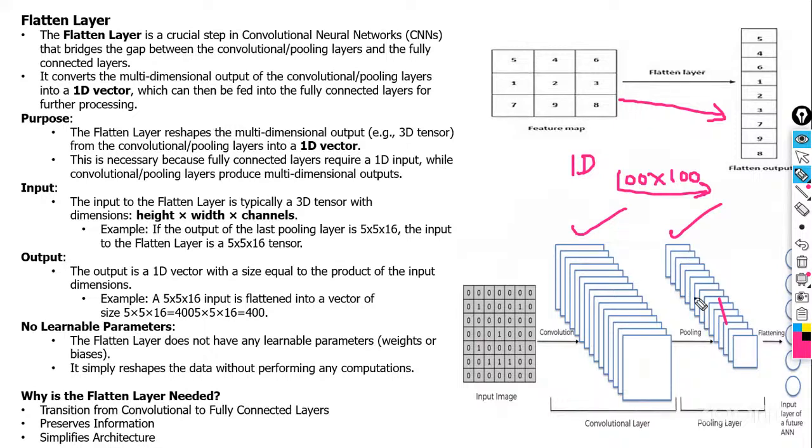So this 3D tensor will be the input for the flattened layer, where the size will be height, width, and channels. I'm taking an example of 5 cross 5 cross 16. Assume that 16 different filters were used on the image. So the output you'll have in this way. Sorry, I just missed the equal sign here. My bad. So you'll have 400 values as the output of the flattened layer. These 400 values will be converted to a one-dimensional array, and this will be used for fully connected layers.